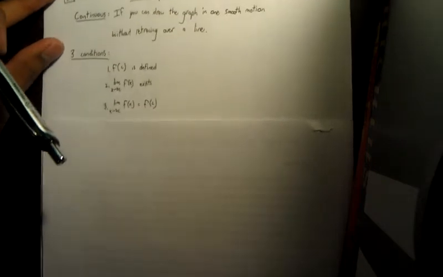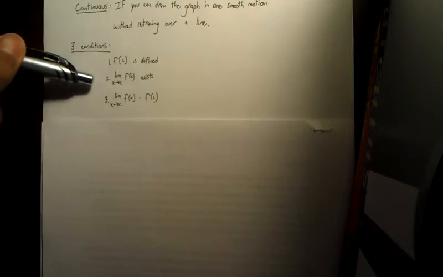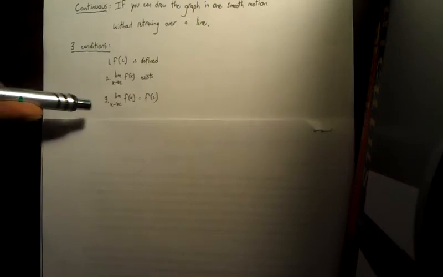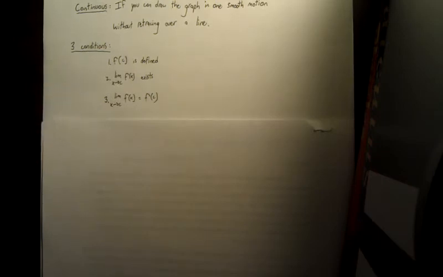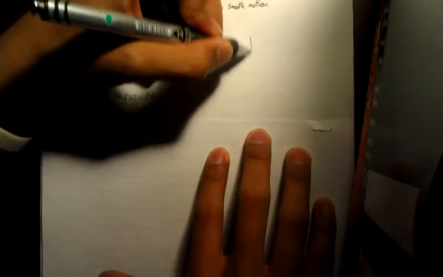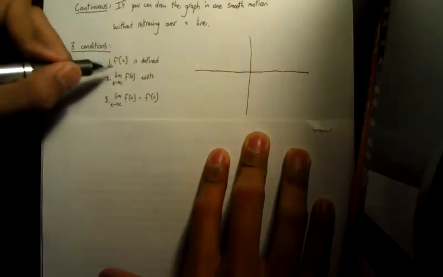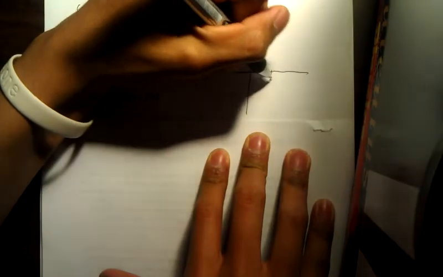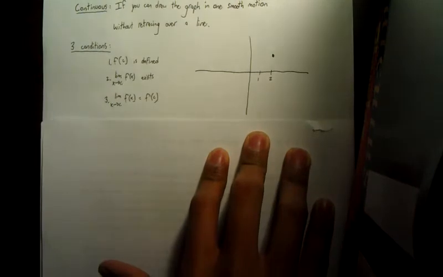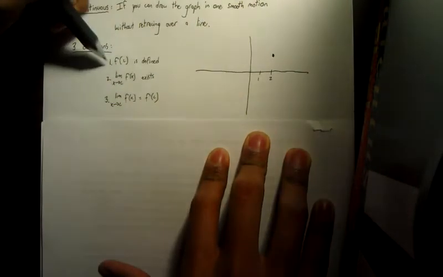on a closed interval from a to b. First, f of c is defined. Second, the limit as x approaches c of f of x exists. And third, the limit as x approaches c of f of x equals f of c. So just to see it in a sketch of a graph, let's say c is 2. So f of c is defined. That would satisfy number 1.